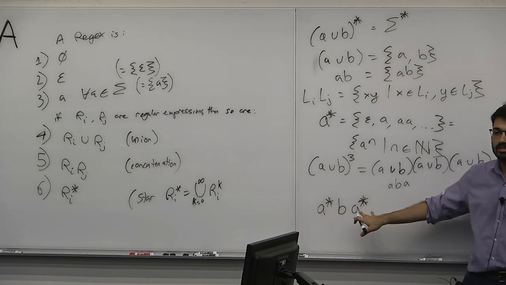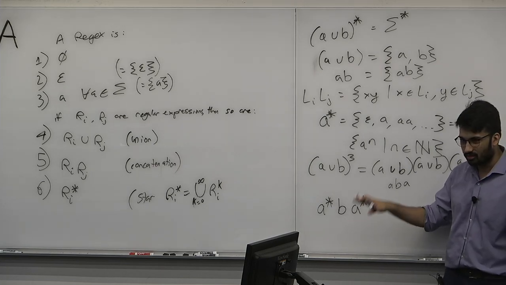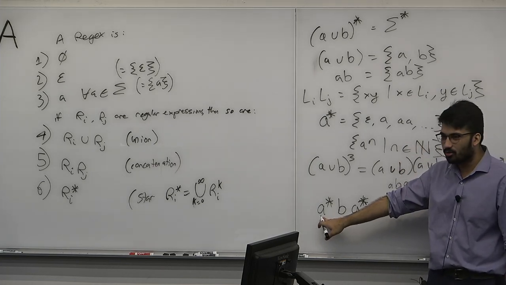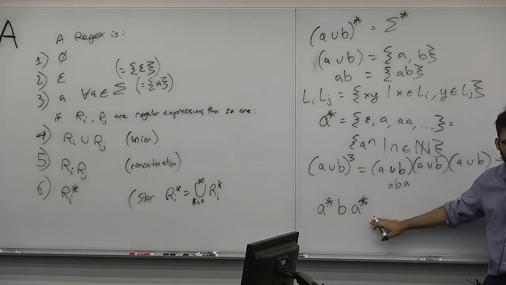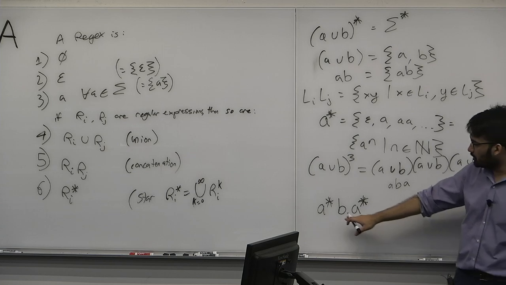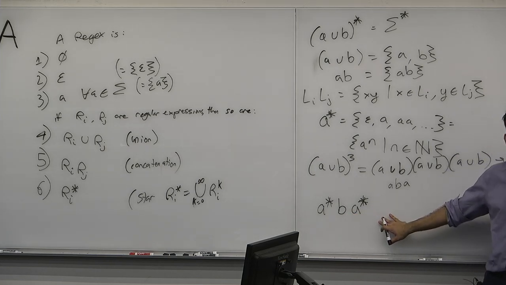Think about non-deterministically all possible productions. Think about what that space looks like. This could be the empty string. So it could be a B followed by any number of A's, including zero A's. So it could just be B. Could be BAA. Could be ABAA. There's a human name for this regular expression.